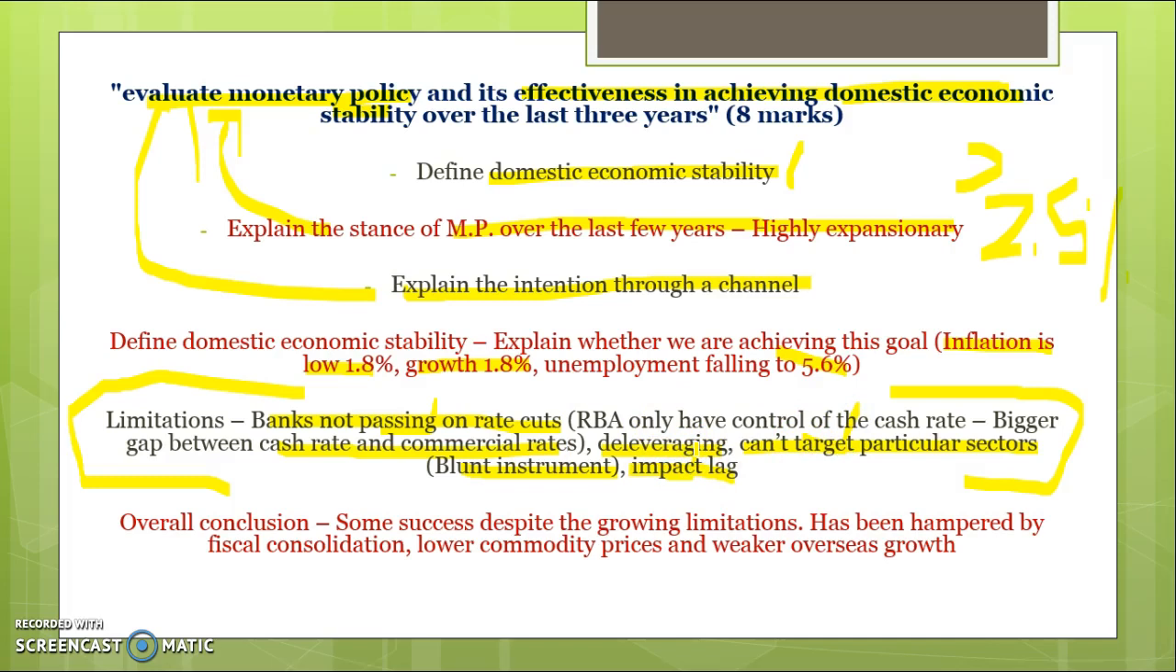And then finish your answer with some form of overall conclusion. So overall, despite having some success, it has a number of limitations related to trying to boost economic growth, but it has had some effect, as evidenced by the lowering of unemployment. Again, it's about being able to evaluate how monetary policy has been used.